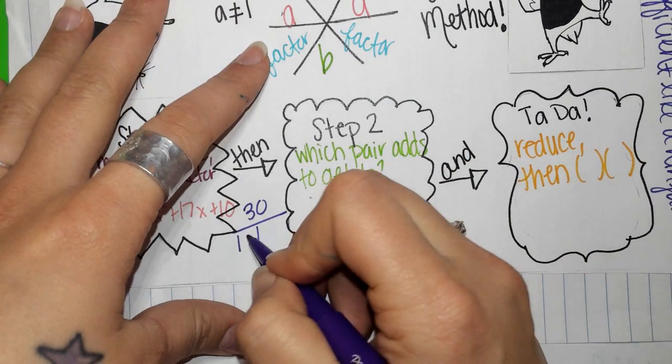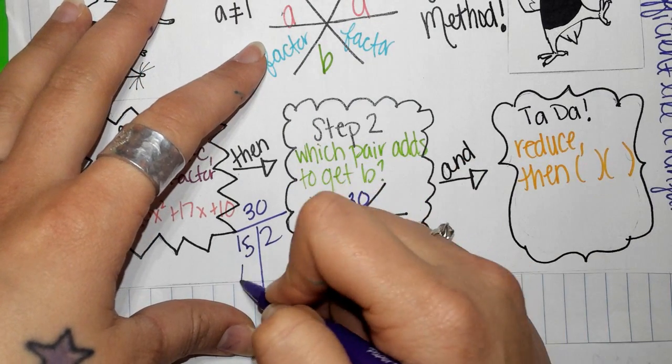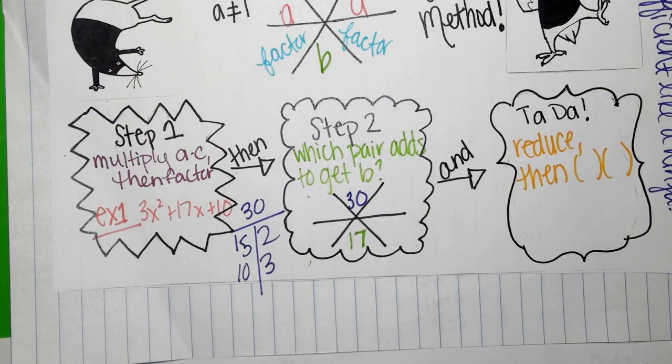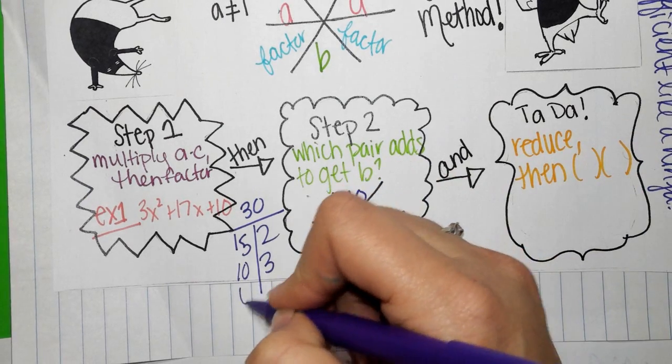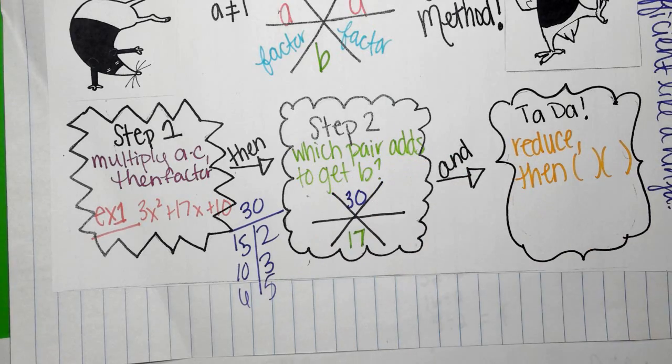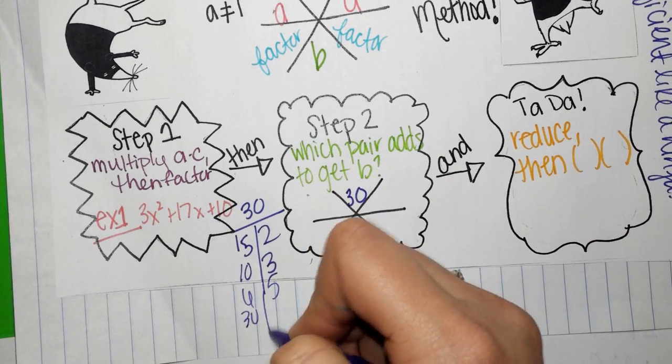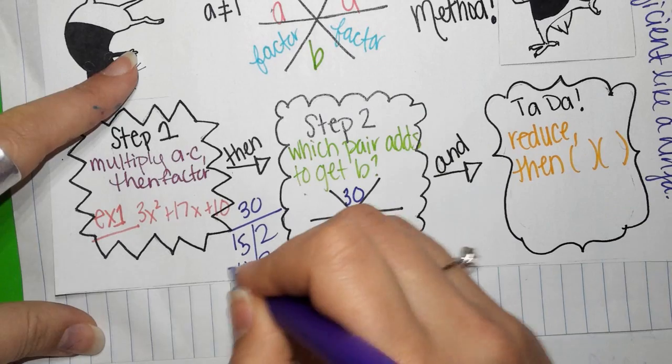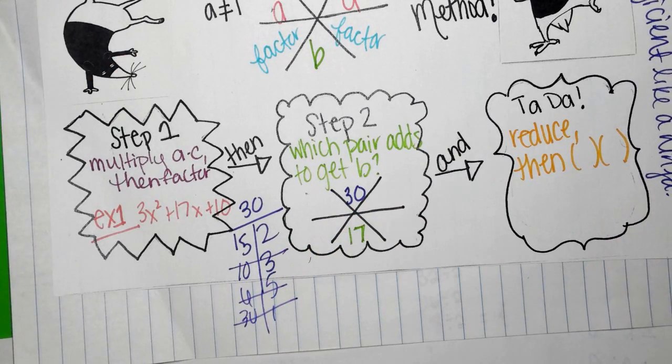15 and 2. Why would 10 and 3 not work? It doesn't add to get 17. Why would 6 and 5 not work? Why would 30 and 1 not work? Why do 15 and 2 work?